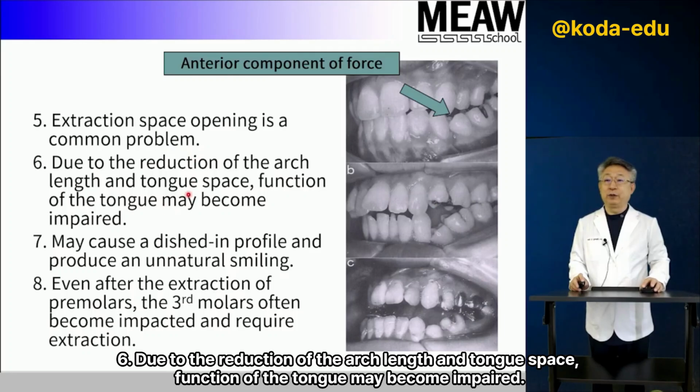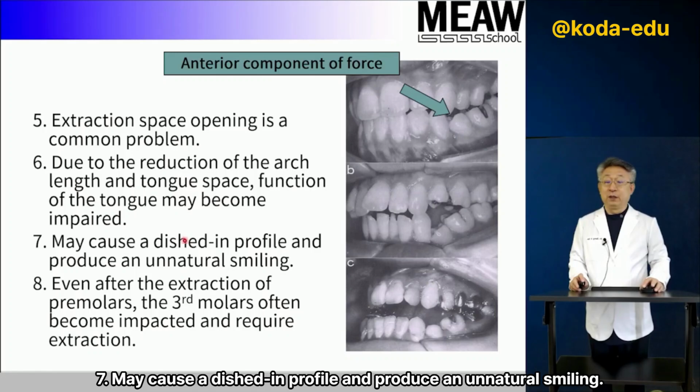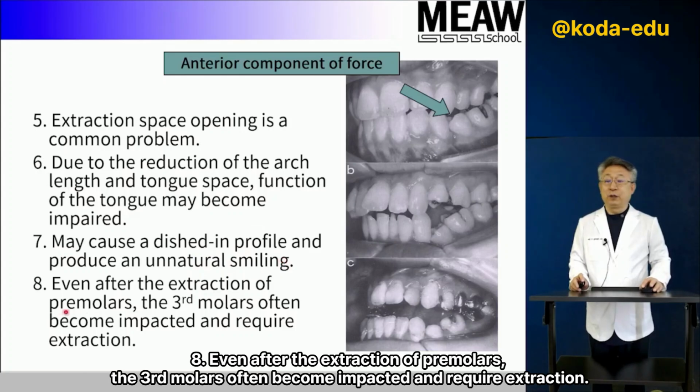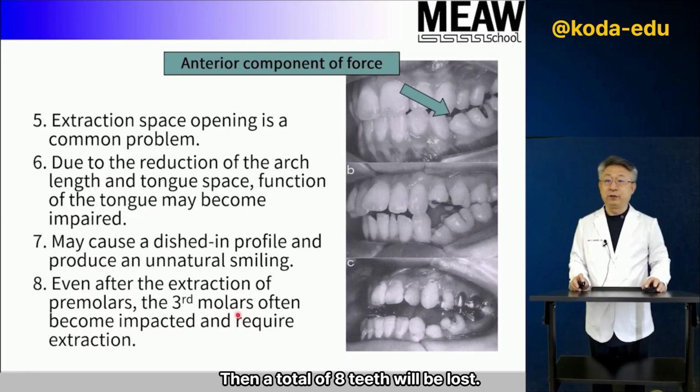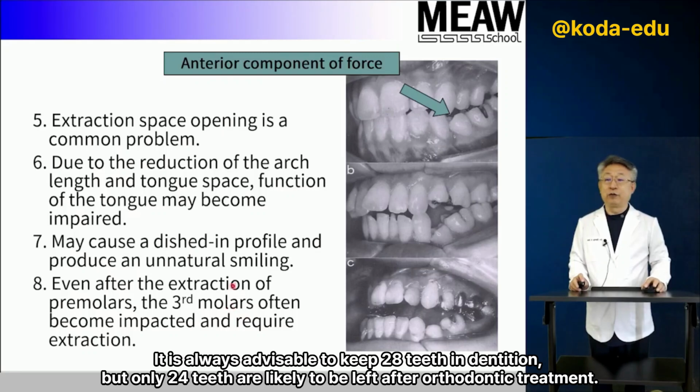6. Due to the reduction of the arch length and tongue space, function of the tongue may become impaired. 7. May cause a dish-in profile and produce an unnatural smile. 8. Even after the extraction of premolars, the third molars often become impacted and require extraction. Then a total of 8 teeth will be lost. It is always advisable to keep 28 teeth in dentition, but only 24 teeth are likely to be left after orthodontic treatment.